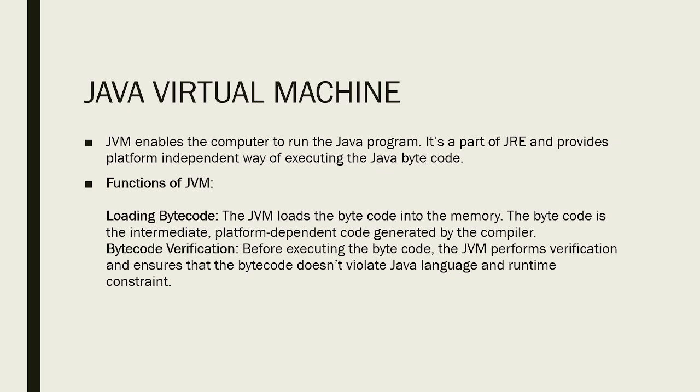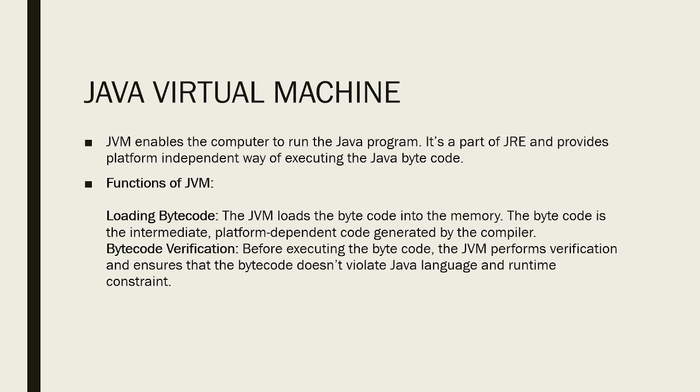The bytecode is platform independent code generated by a compiler. The compiler generates it from the source code. Now it is bytecode, which is an intermediate form.